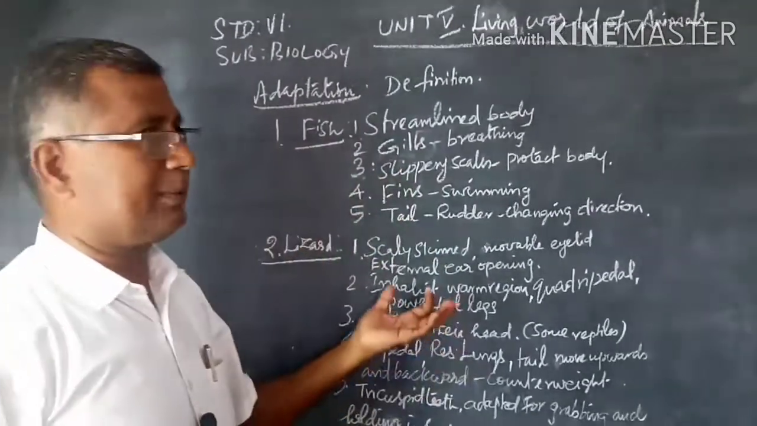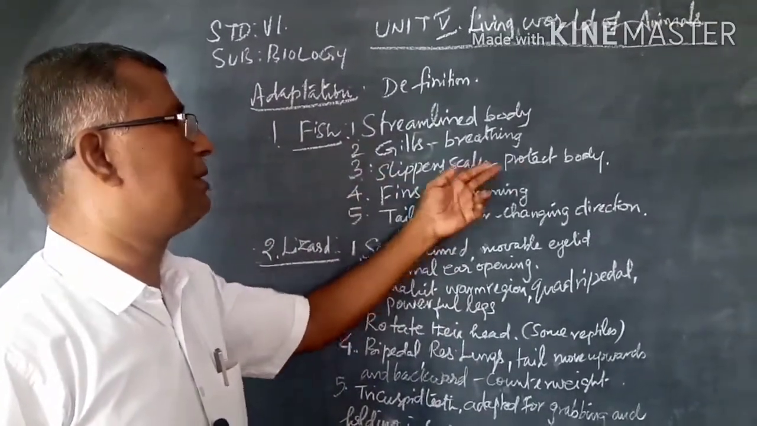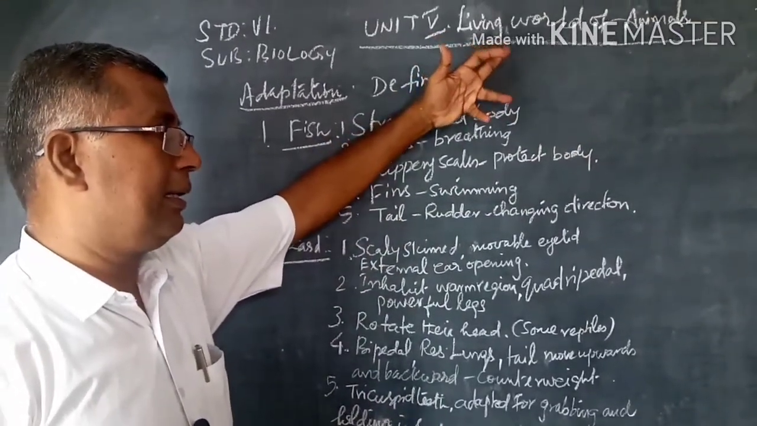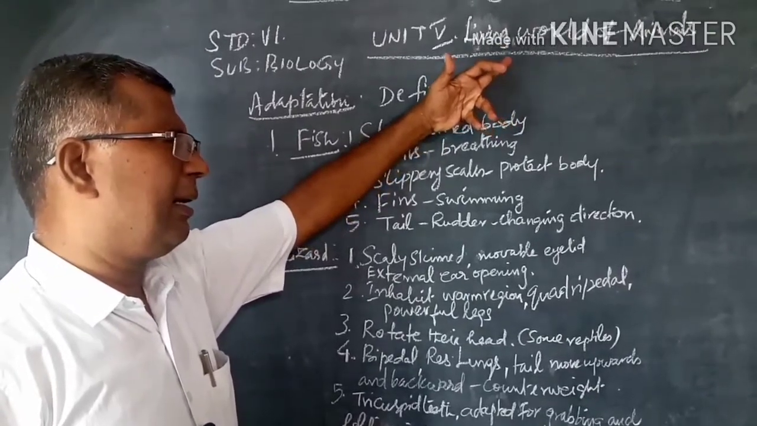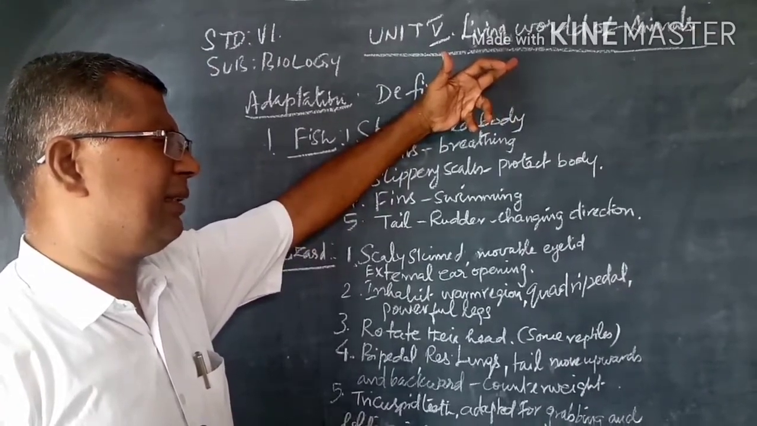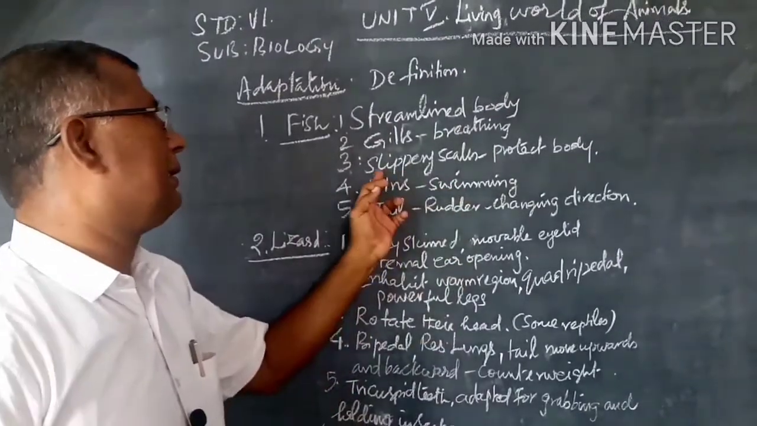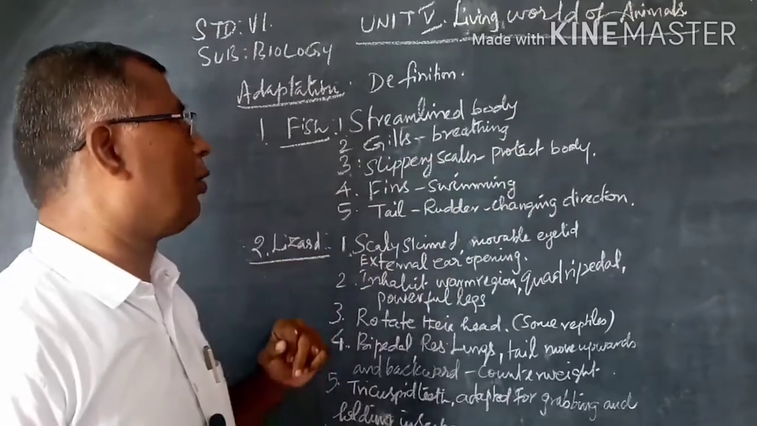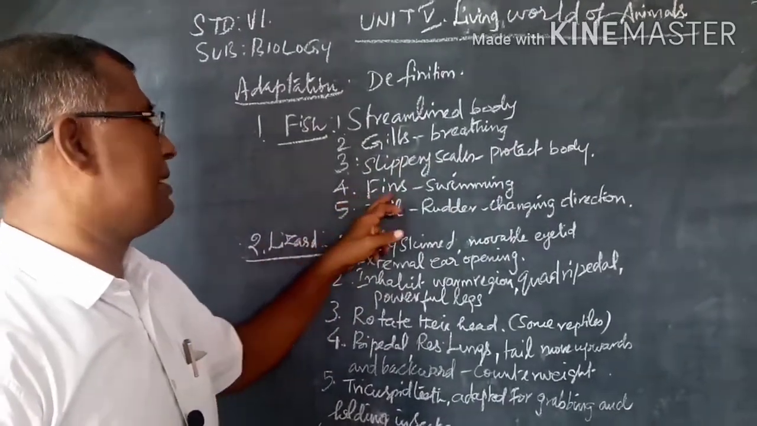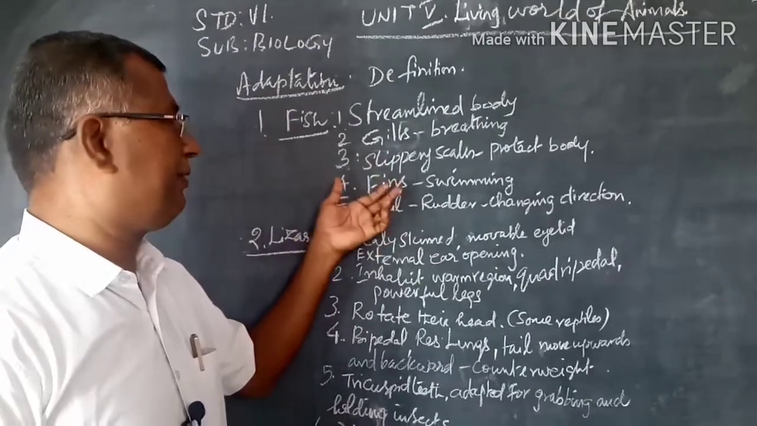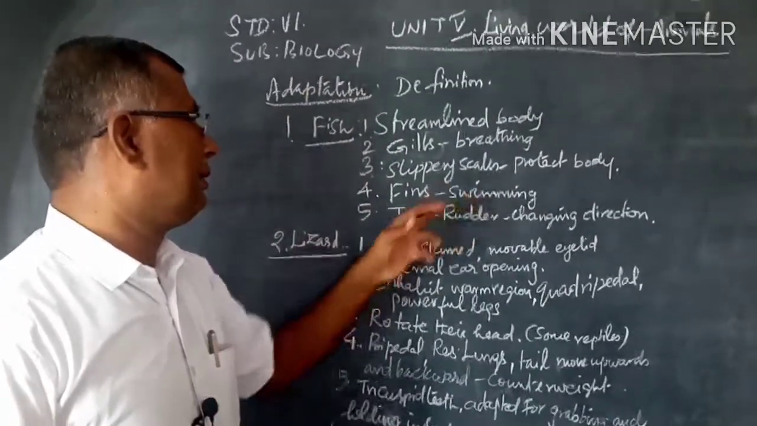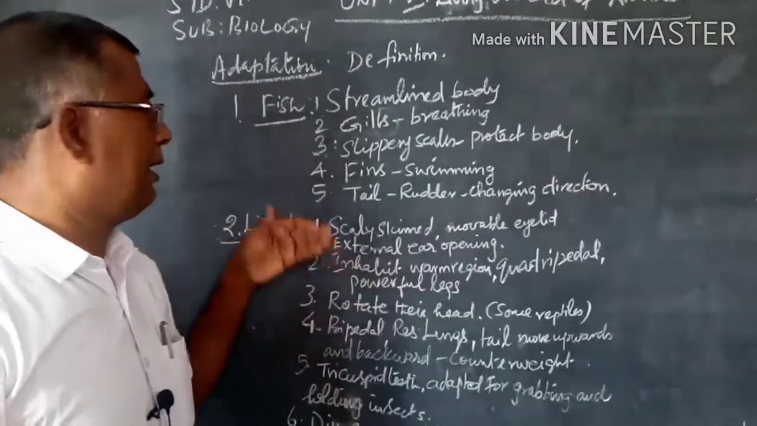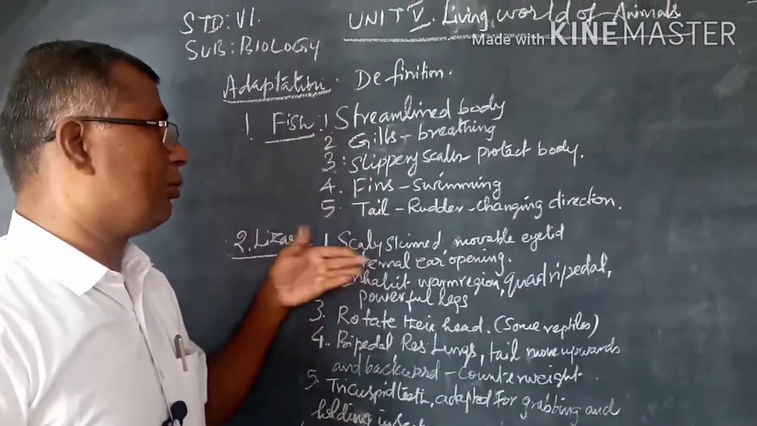The body is covered by slippery scales which protect the body. The scales are of three types: placoid, ctenoid and one more. Understand? Three types of scales are present all over the body. Then fins, paired and unpaired fins, for swimming. The tail is the rudder, changing the direction of the fish during its movement.